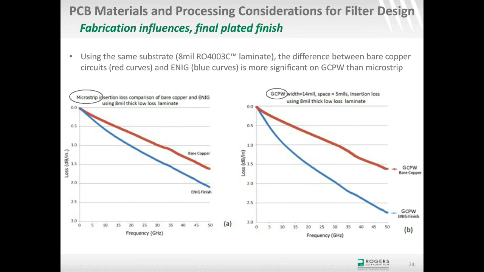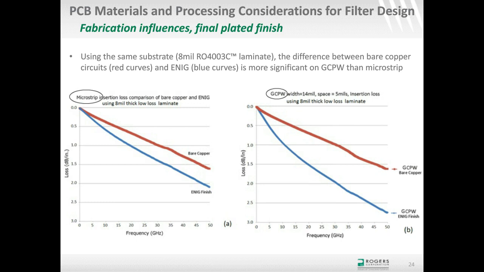So the grounded coplanar waveguide circuit has much more losses due to the ENIG than the microstrip circuit when using the exact same materials. Now, in the case of filter designs that are edge coupled, this can be a really important item to think about.